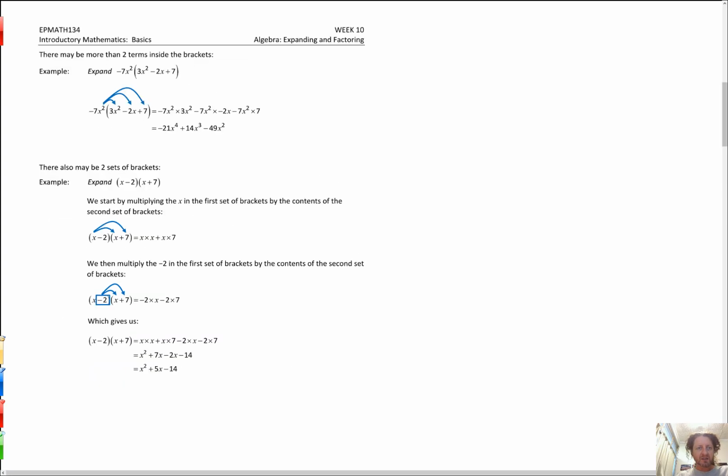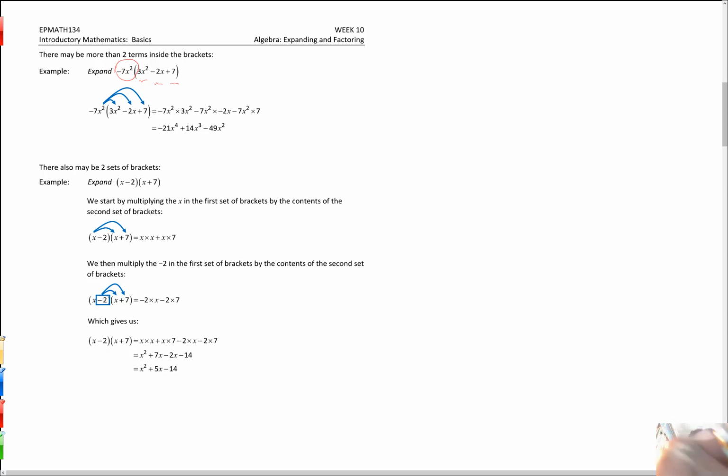Page down. There may be more than 2 terms inside the brackets. There's 3 terms inside the brackets: a positive 3x squared, a minus 2x, and a plus 7. And all of them are going to get multiplied by this number out the front, or this algebraic term out the front. So the minus 7x squared times a 3x squared, well that's got to be a minus 7 times 3, that's minus 21, and x squared times x squared.